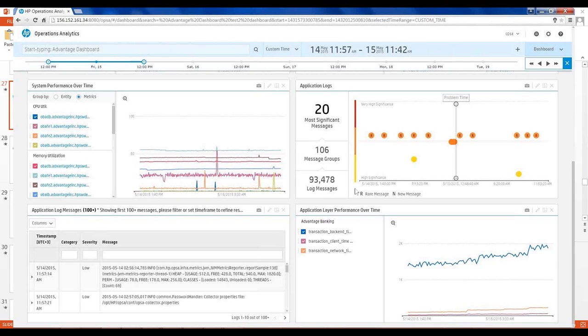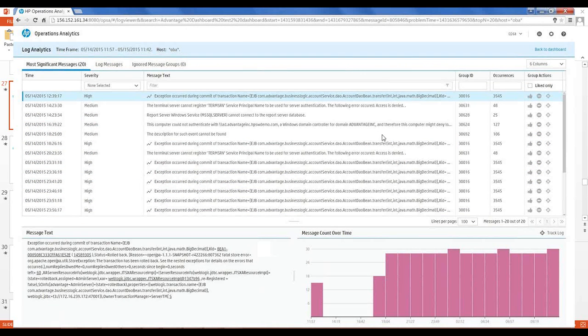So we think this is probably around the problem time when the problem began. And the log analytics, in this case, you can see the number out of 93,478 log messages. We got to the most significant 20 messages for this application, for this time range. Rolling over, she can see more information about the problem, and she can also click here in order to drill down to see the full message that really is the suspect of causing the problem, the most significant message that we think the Operations Analytics thinks is the most significant one.